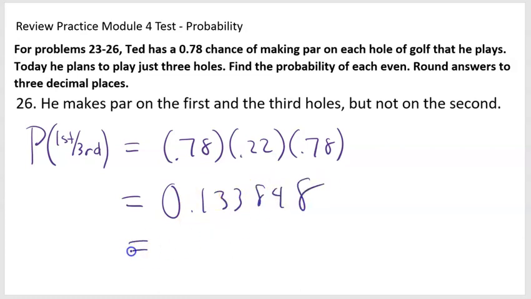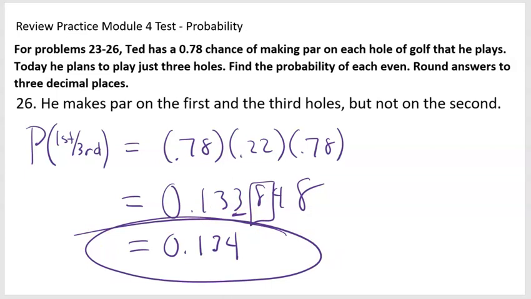0.1338848 is what my iPhone says, which is 0.134 to 3 decimal places, right? Because this is where I'm rounding, and this is the number I'm looking at. And if that number is 5 or bigger, I have to round up. So a 13.4% chance, or 134 thousandths of a probability that he will score par on the first, not par on the second, and then par on the third.